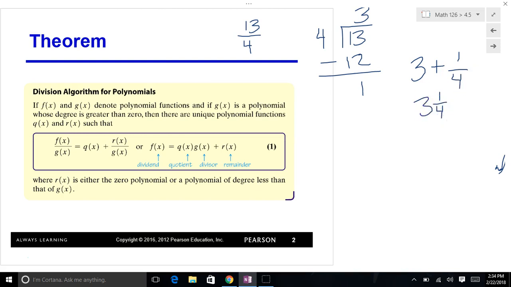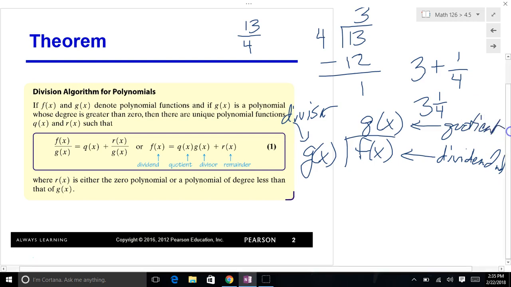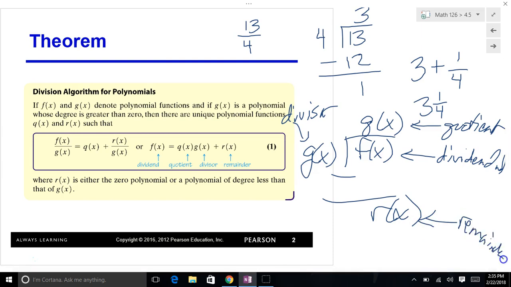I'm just trying to show you the division algorithm for polynomials is similar. If you take a polynomial f of x and divide it by g of x, you get q of x, the quotient. So this is your dividend. This right here is your divisor. Here's your quotient. And then you do all the work and you get the remainder right here.